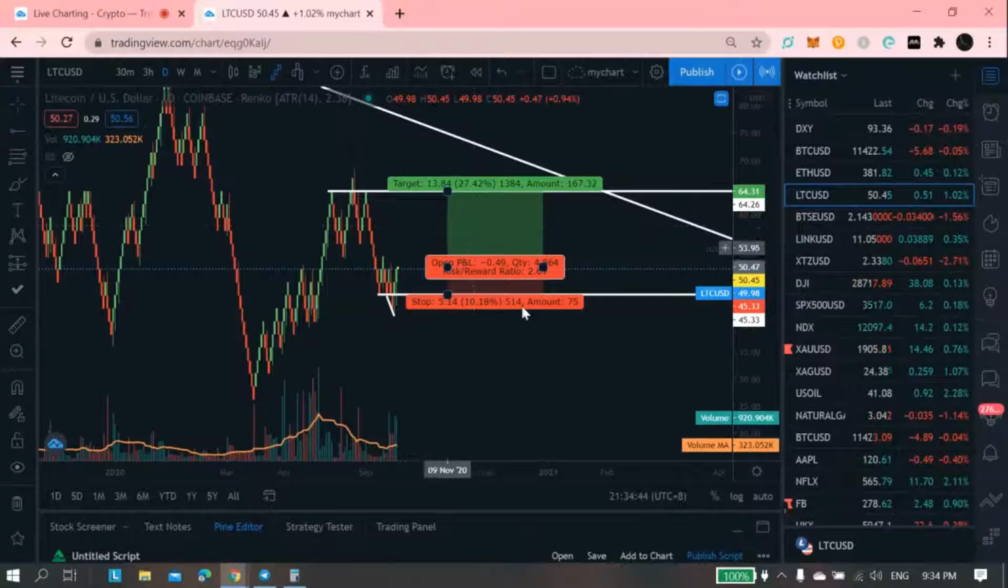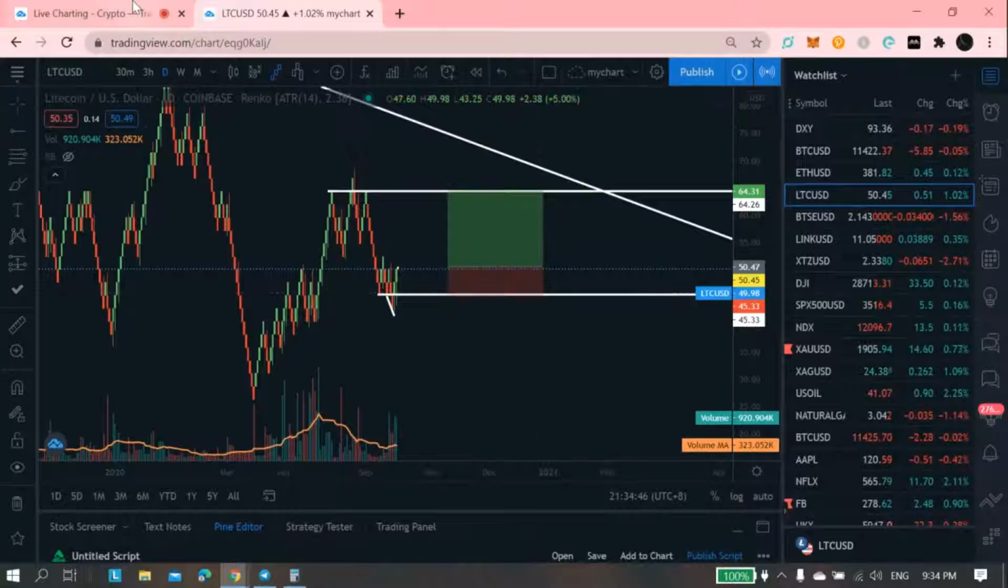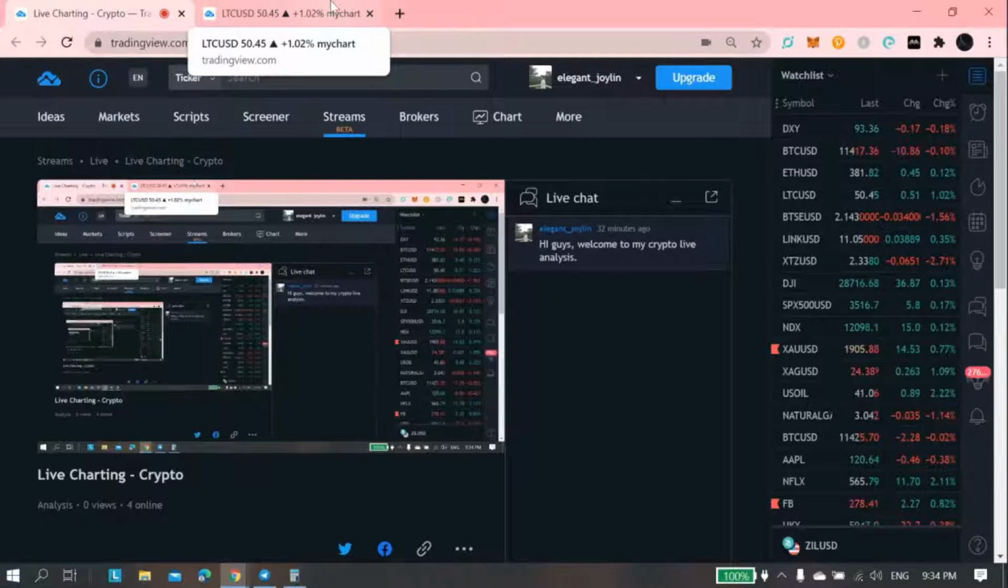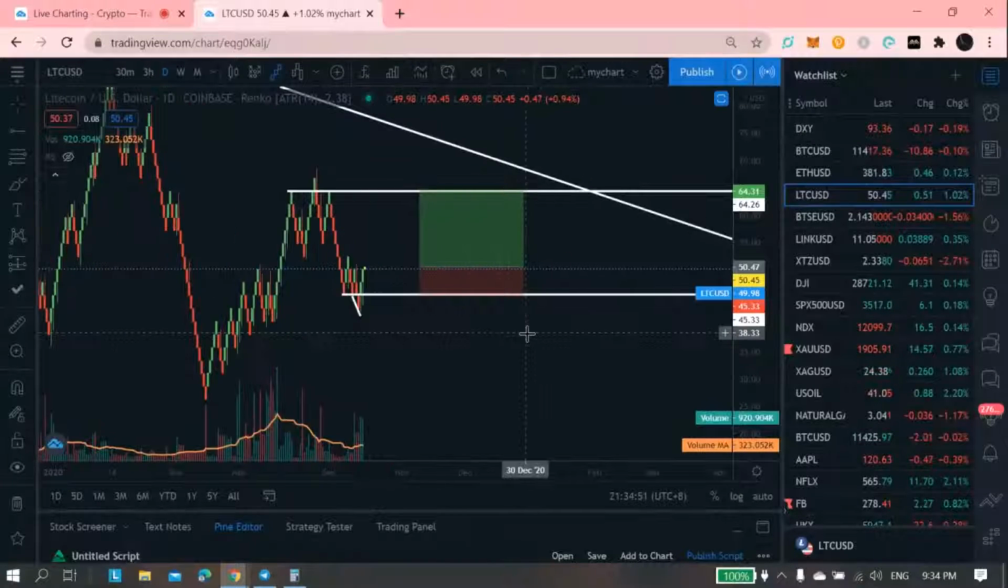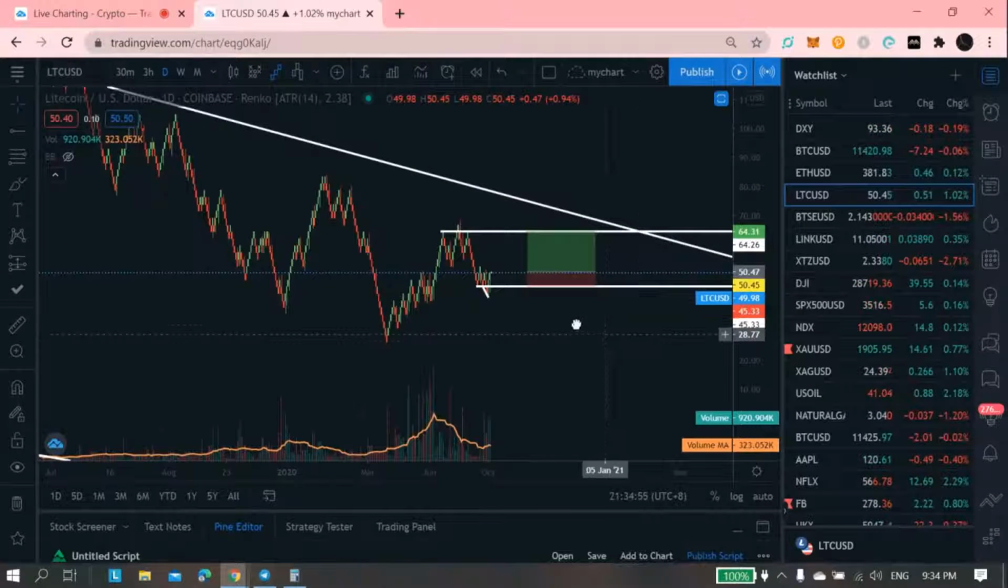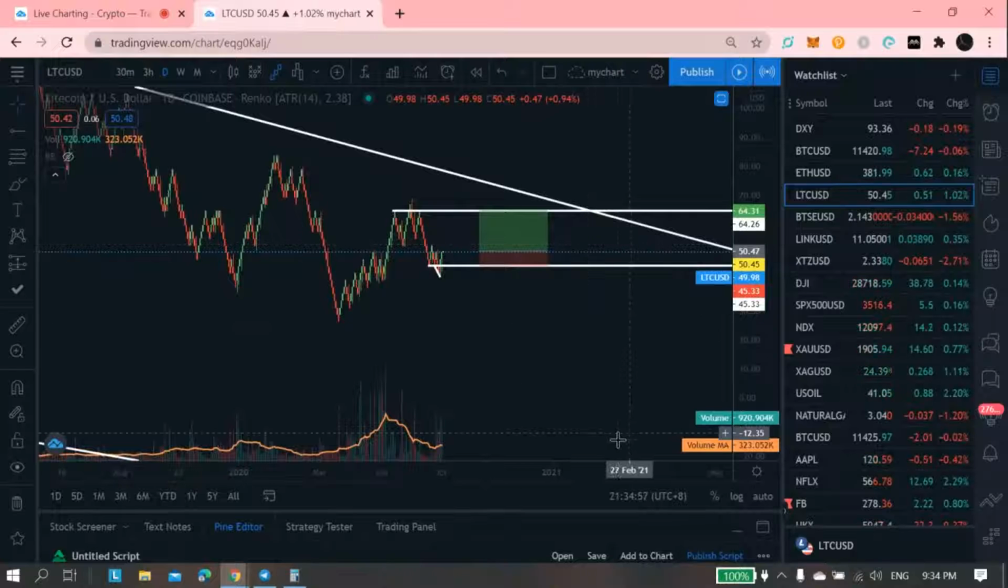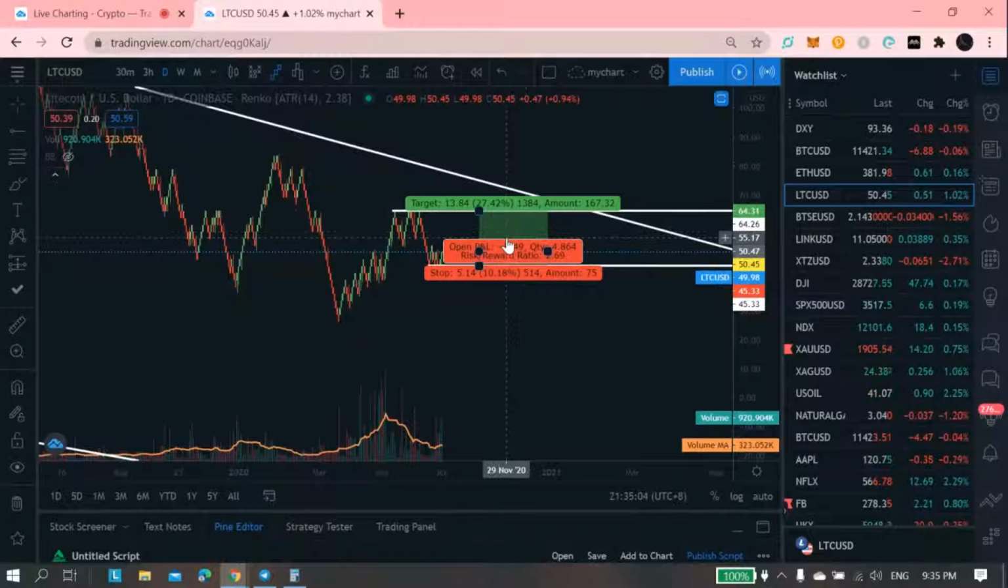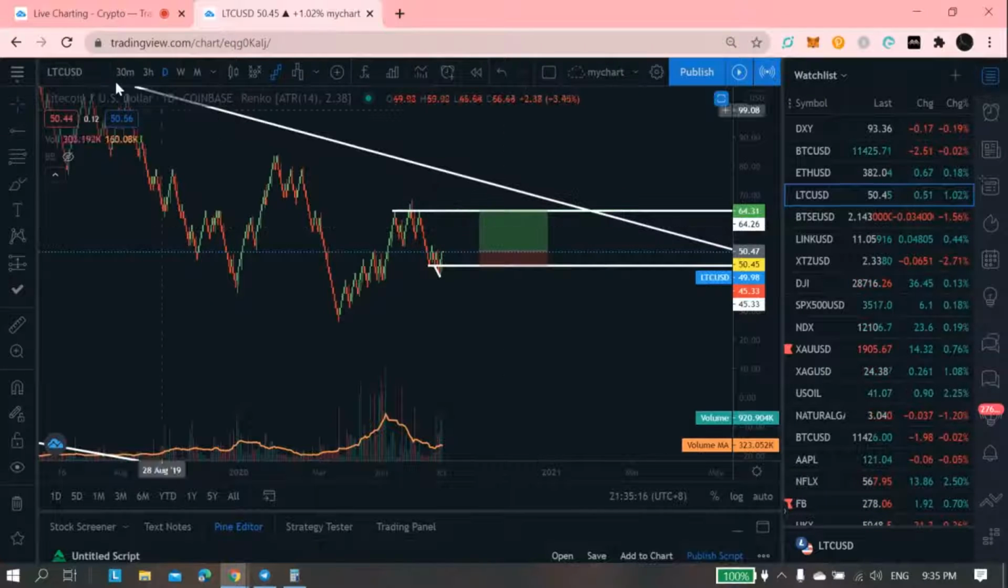So I think that's it for LTC. That's my target for LTC. The resistance of around 64 and could possibly retest the support area of around the 45 area. And if I go long, I still make an attractive reward of 2.69.